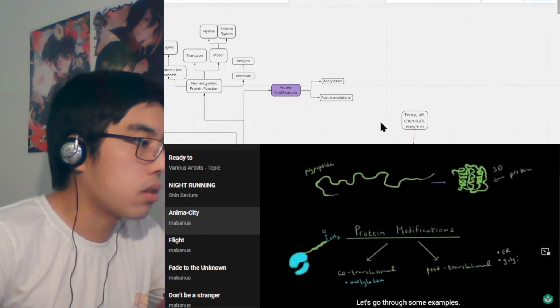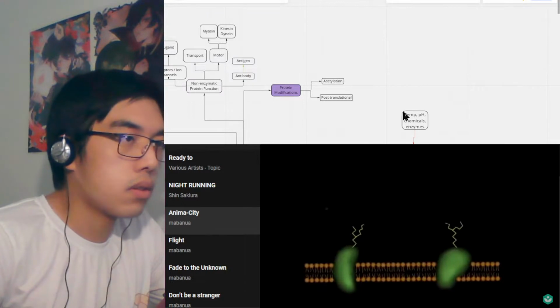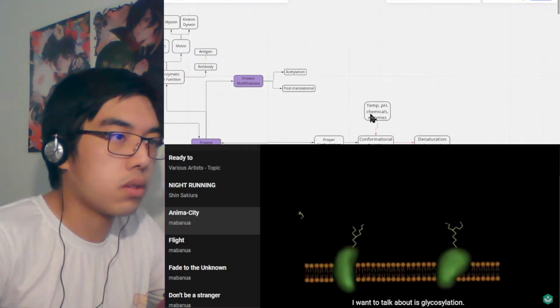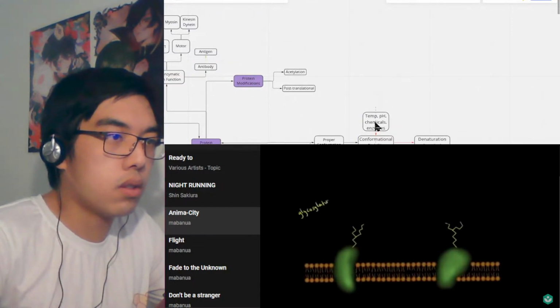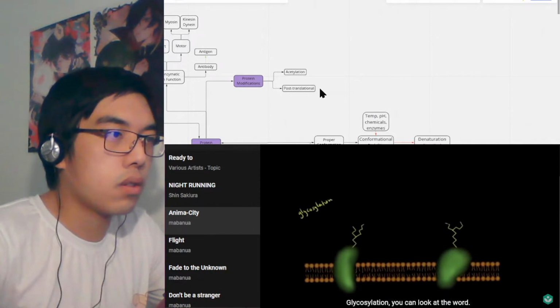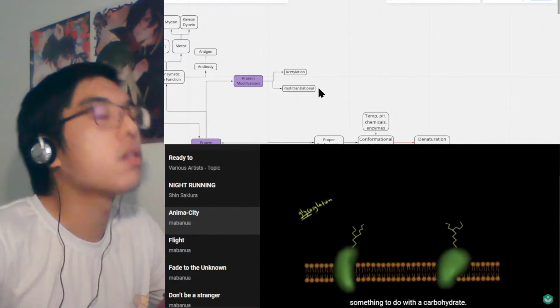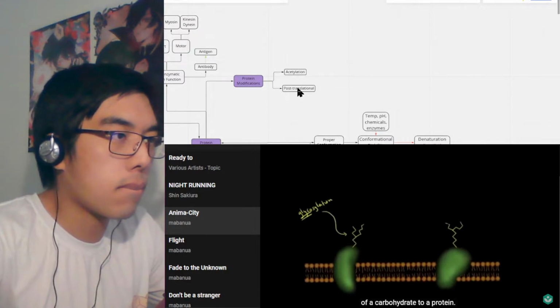So let's go through some examples. The first post-translational modification I want to talk about is glycosylation. The prefix glyco tells us that it has something to do with a carbohydrate. And so glycosylation is the adding of a carbohydrate to a protein.